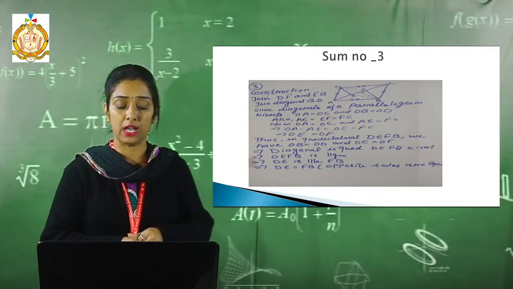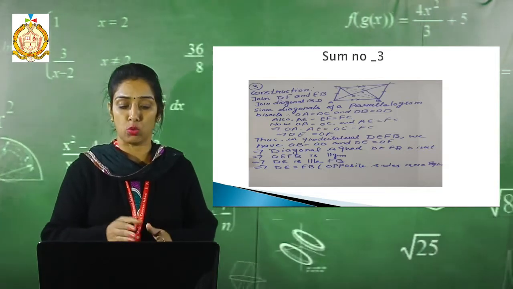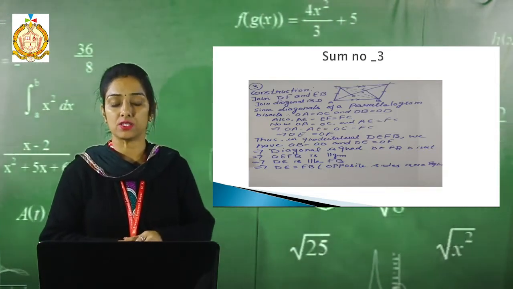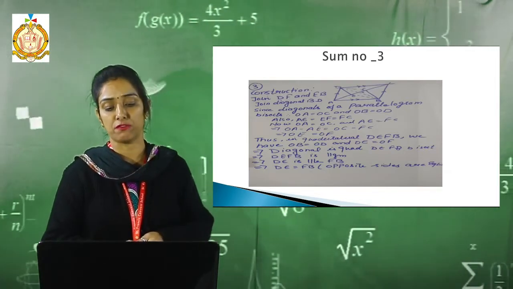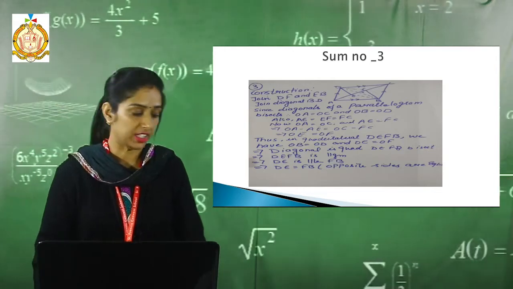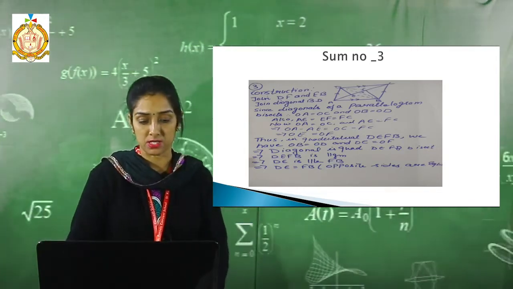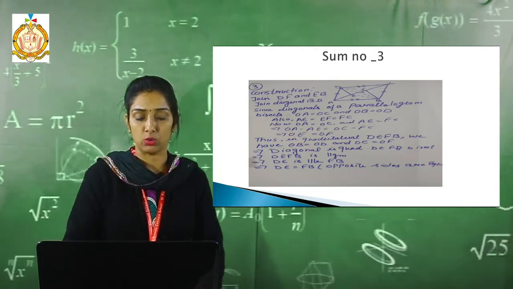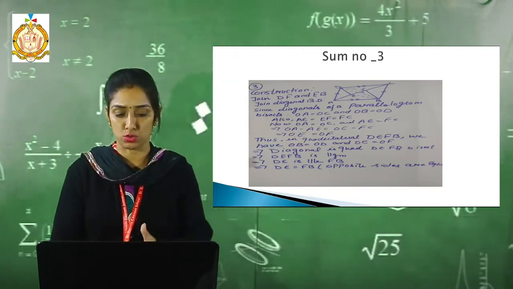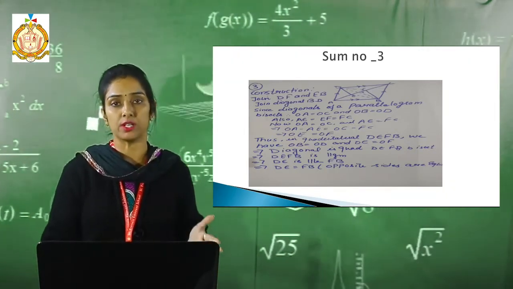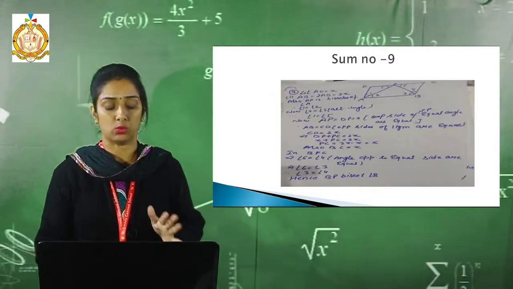Now see, we have OB equals OD and OE equals OF. Therefore the diagonals of the quadrilateral bisect each other. Therefore DEBF is a parallelogram. If it is a parallelogram, then DE is parallel to FB. Therefore its opposite sides are also equal.